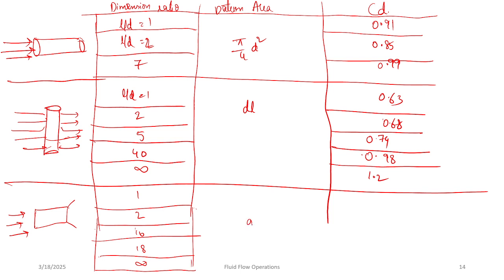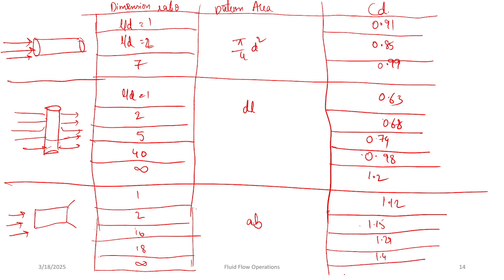In this case, the area will be AB, that is length into breadth. So if A by B is 1, that is length to breadth ratio is 1, CD will be 1.12, and if it is 2, it will be 1.15. If it is 10, it will be 1.29. If it is 18, it will be 1.4. And if A by B is infinite, it will be 2.01.